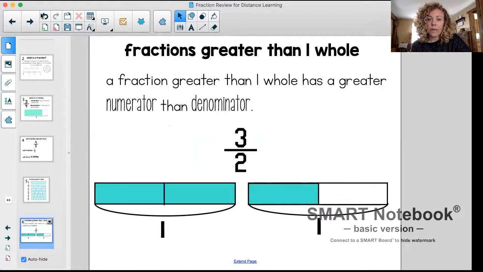The last thing we're going to look at, fractions greater than 1 whole. A fraction greater than 1 whole has a greater numerator than denominator. So you see here, we're talking about 3 halves. Over here we have 2 halves, 1, 2. That's equal to 1 whole, you see here. And then there's another whole over here, 1/2 of that is shaded. So we're looking at 3 halves.